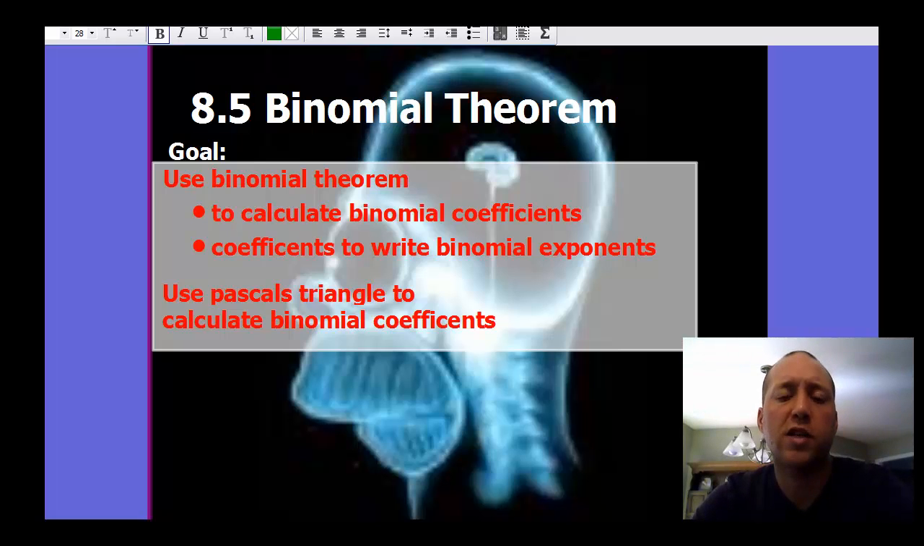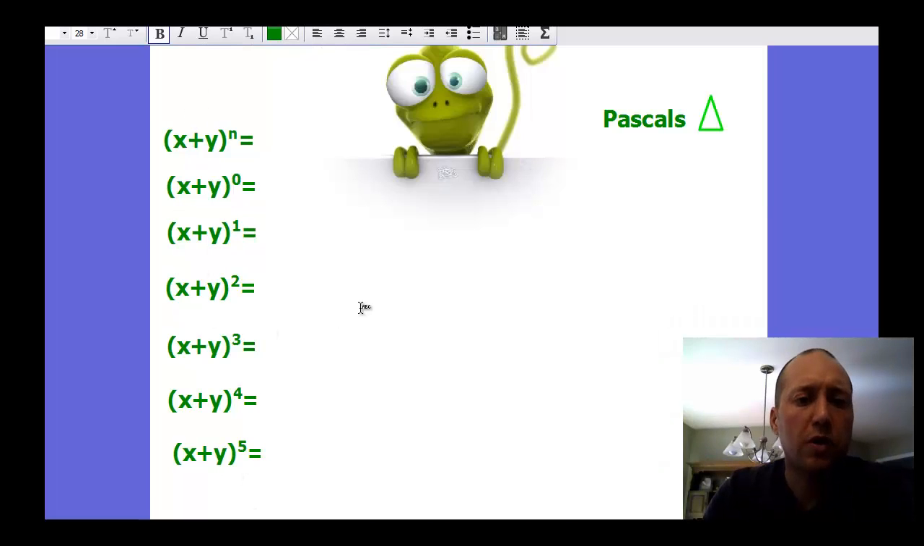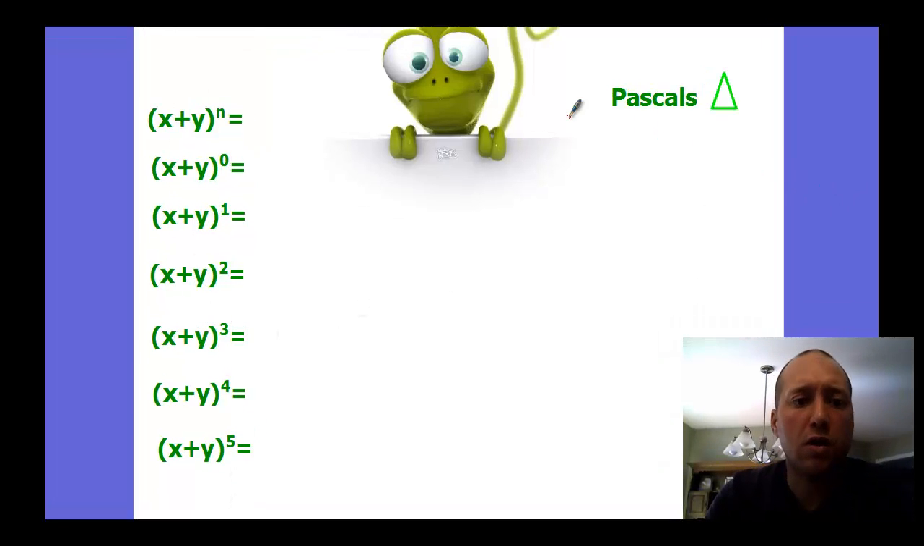Precalc chapter 8 section 5, so binomial theorem. So let's first start by looking at this pattern of a binomial to some power. So x plus y to the nth. How does that pattern work?